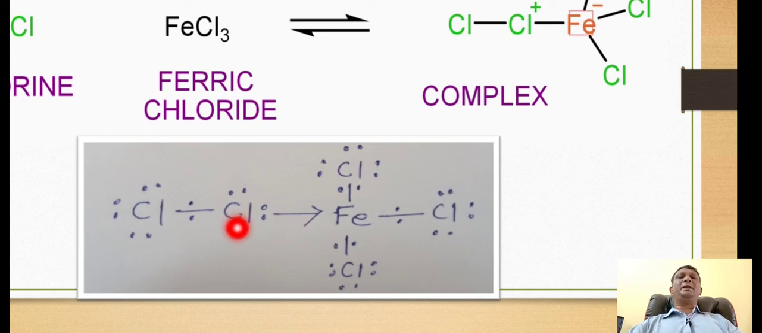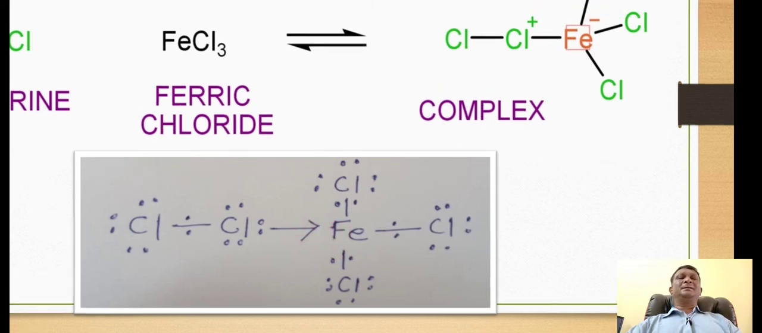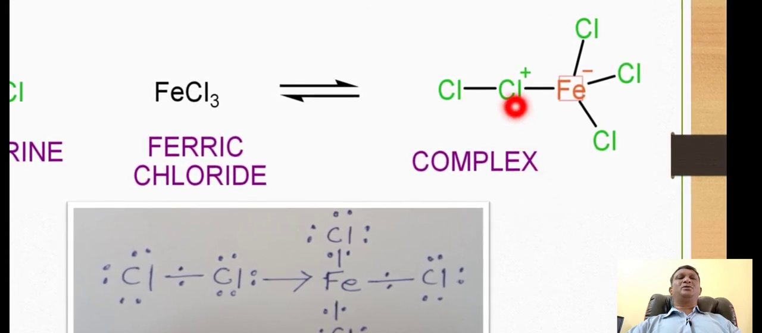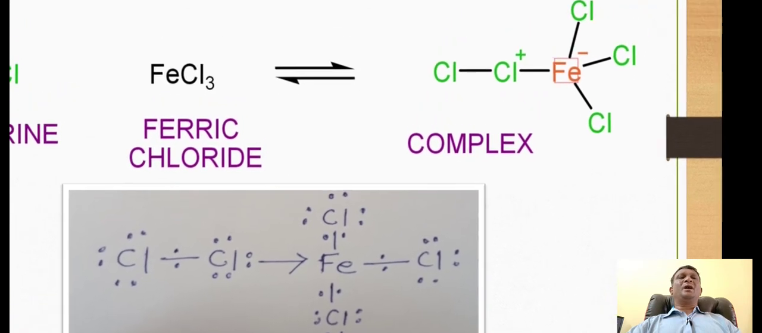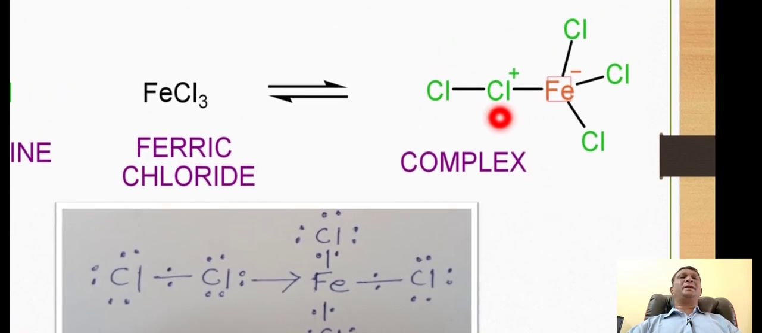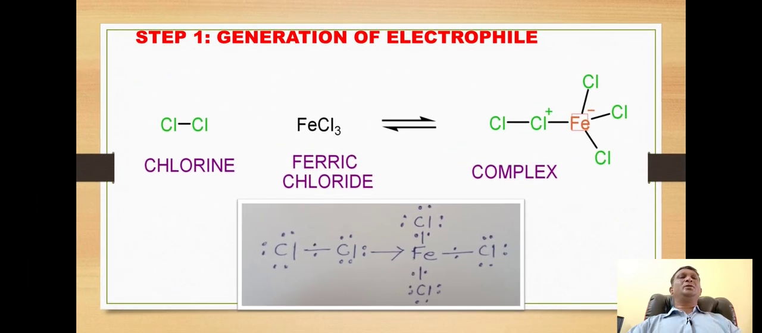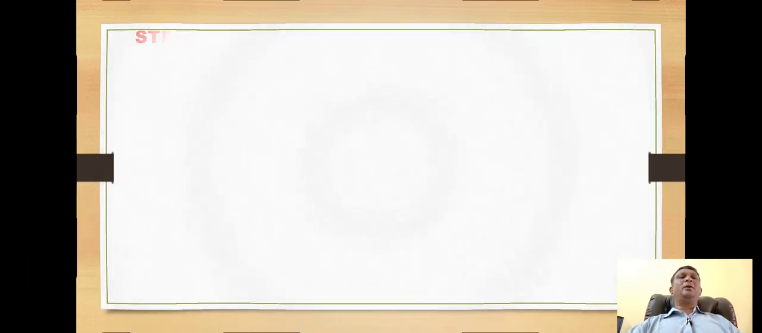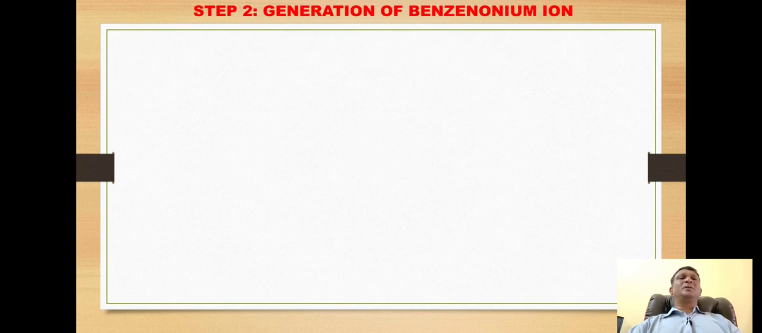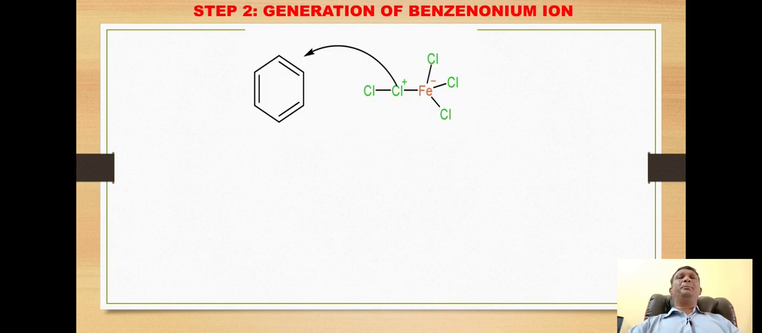of the chlorine atoms. So, one of the chlorines shares its pair of electrons towards the iron through coordinate bonding. Hence, it acquires a positive charge, while the iron will acquire the negative charge. Hence, there is generation of the electrophile. In this case, it is the chloronium ion. So, this chloronium ion, in need of electrons, will attack the benzene ring.